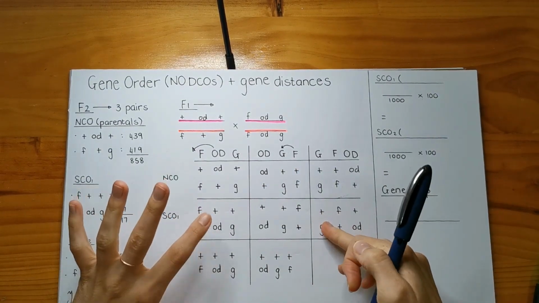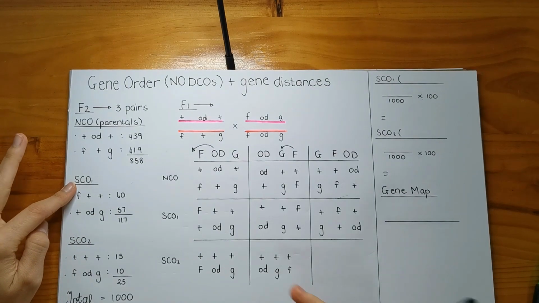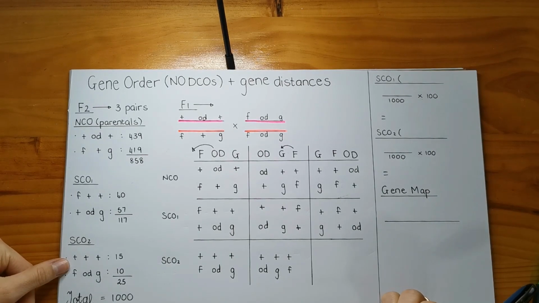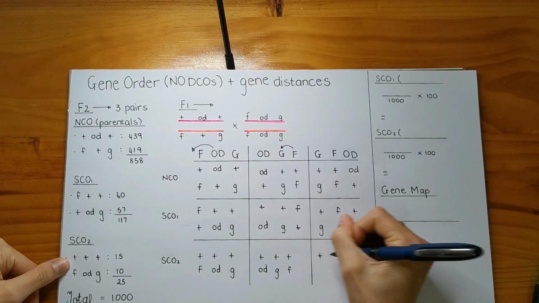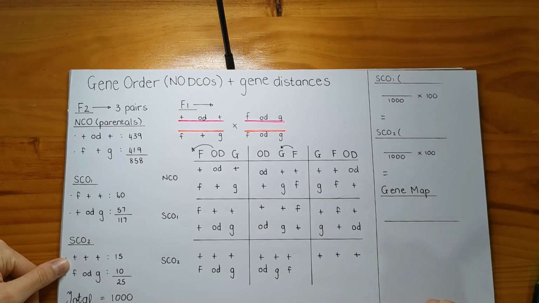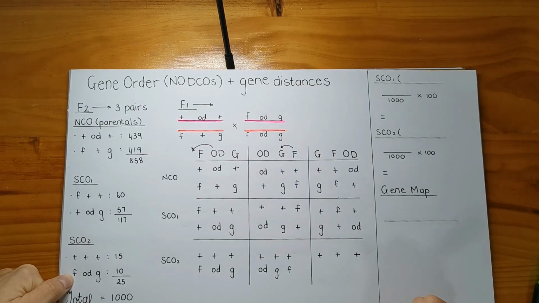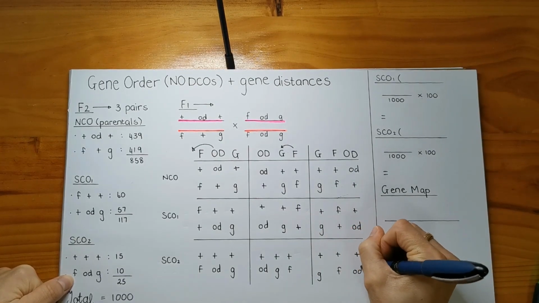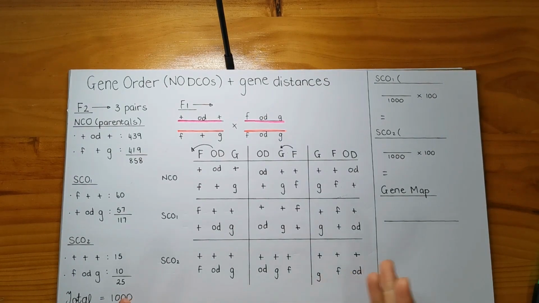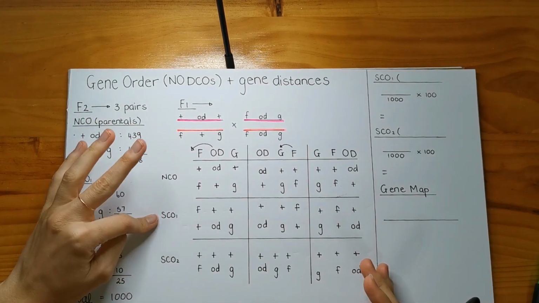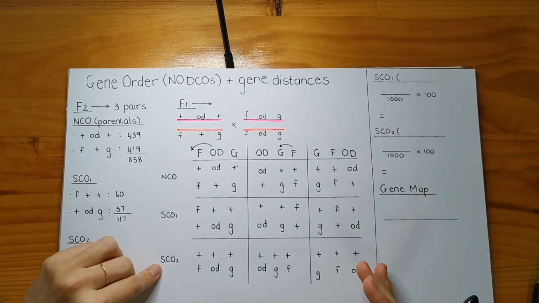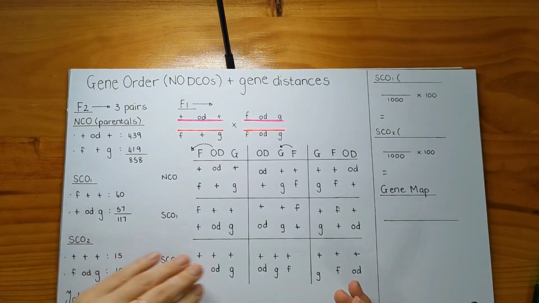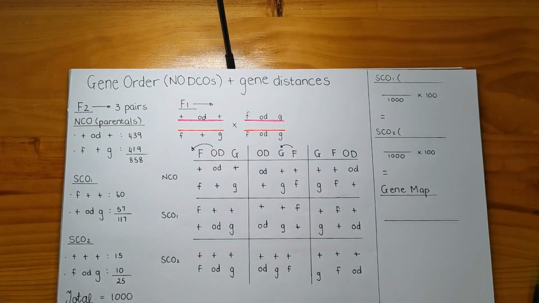And then obviously these two sides you do the same. You still look at your single crossovers and you fill it in. Then you do your single crossover 2, and you go, okay, this is all plus, plus, plus, plus. For all of those, it's all completely wild type, and this is completely recessive. So you're going to say G, F, and OD. So there we go. We filled out a complete table for our no crossovers, our single crossovers, and our single crossover 2s. So that corresponds to that, that corresponds to that. I hope everyone understands that now.